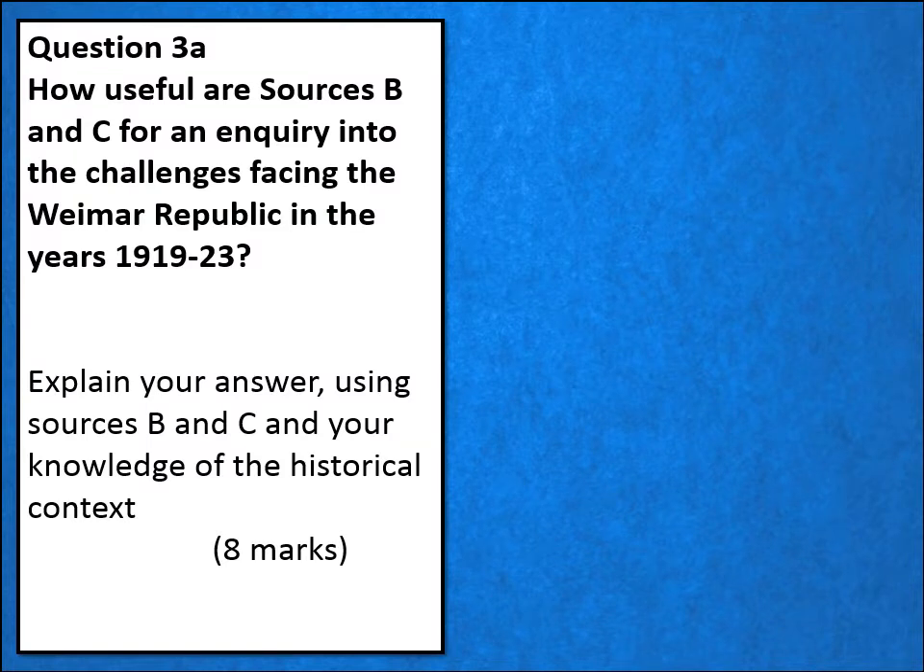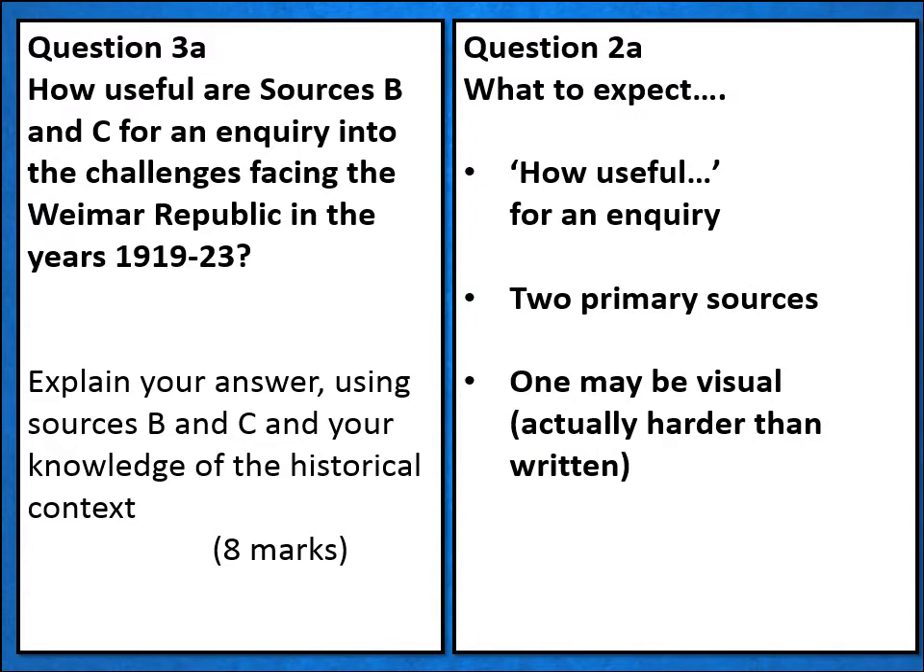So here's our question. How useful are sources B and C for an inquiry into the challenges facing the Weimar Republic in the years 1919 to 23? It is an 8-mark question, and it's phrased in a way that we can expect questions of this type to be asked in future exams. Starting with the words how useful, and then it'll ask us to look at a specific historical inquiry, and for us here this is the challenges facing the Weimar Republic in the years 1919 to 23. We'll be using two primary sources for this, one of which may be visual.